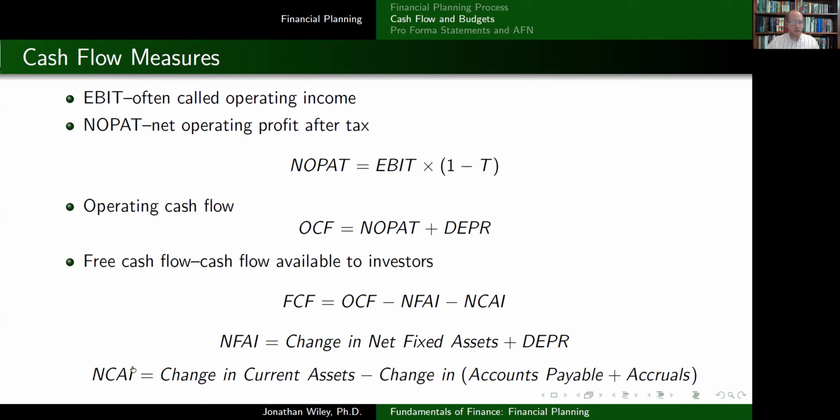So once I've calculated my NCAI, and once I have my NFAI, so my net fixed asset investment and net current asset investment, basically what did I do net for those? Then I would take my operating cash flow minus those two to get to my free cash flow. And whatever my free cash flow is, that's basically what is going to be available for me to pay out to shareholders.